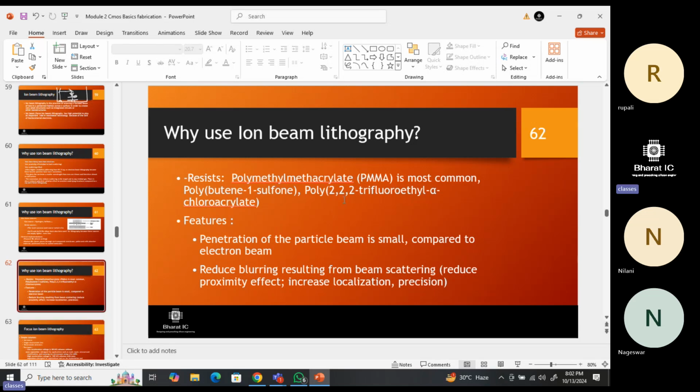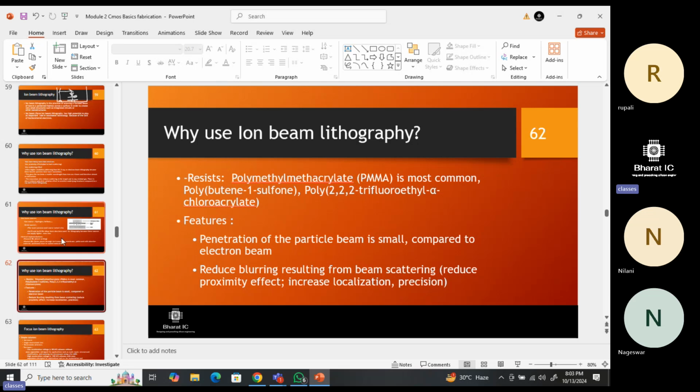The resist is PMMA, polymethyl methacrylate, which is the most common. Others are polybutene-1-sulfone and poly(2,2,2-trifluoroethyl chloroacrylate), but we don't pronounce these big chemistry terms; they are part of chemistry. Better to just say PMMA is the most common resist used in industry. So just tell why use ion beam lithography.